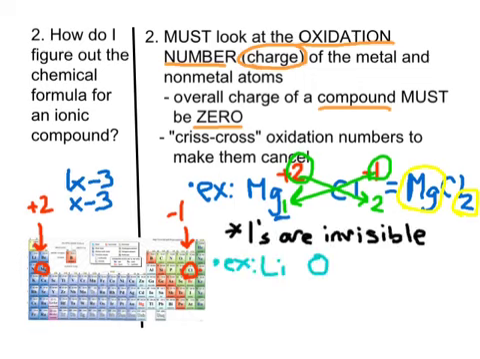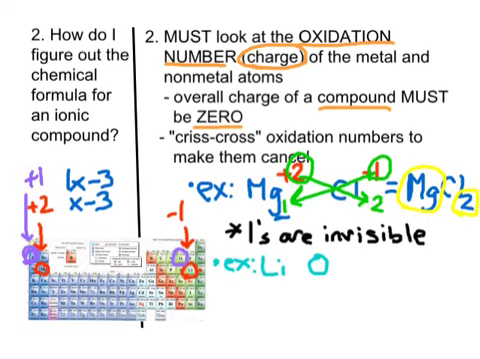Let's take a look at a second example. This example is lithium, which is a metal, and oxygen, a nonmetal. Lithium's on the left-hand side with the metals, and oxygen is on the right-hand side with the nonmetals. So lithium is in group 1, which means it will lose its 1 valence electron to become a positive 1 charge.